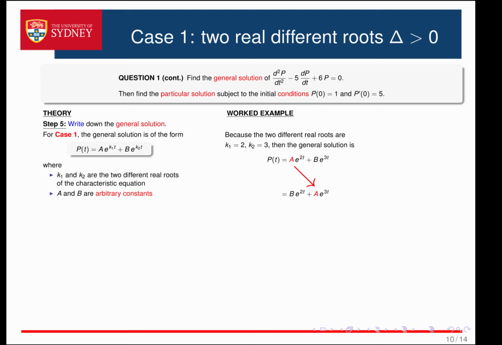At this stage, we have found the general solution to the differential equation. The general solution represents the set of all the functions p of t that satisfy the differential equation. Now we will continue on to find a particular solution, which not only solves the differential equation, but also satisfies the given conditions on p and t.